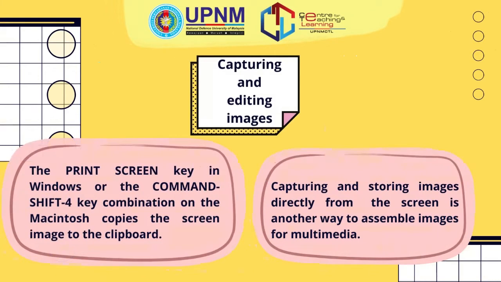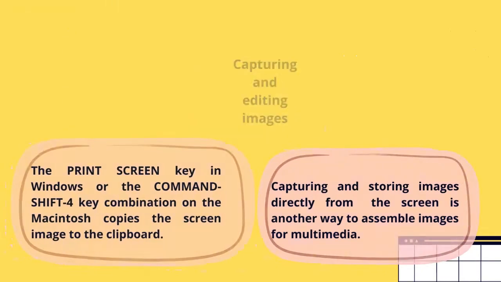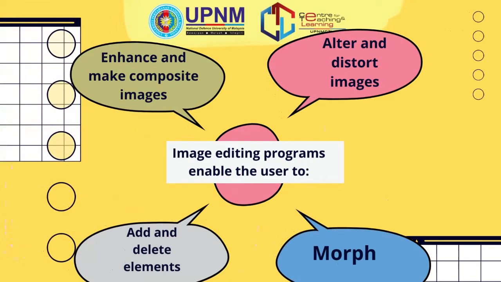Capturing and editing images. The print screen key in Windows or the Command-Shift-4 key combination on the Macintosh copies the screen image to the clipboard. Capturing and storing images directly from the screen is another way to assemble images for multimedia. Image editing programs enable the user to enhance and make composite images, alter and distort images, add and delete elements.